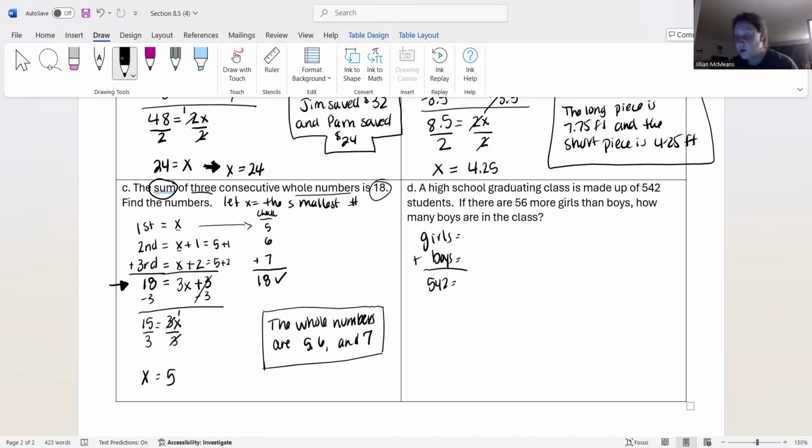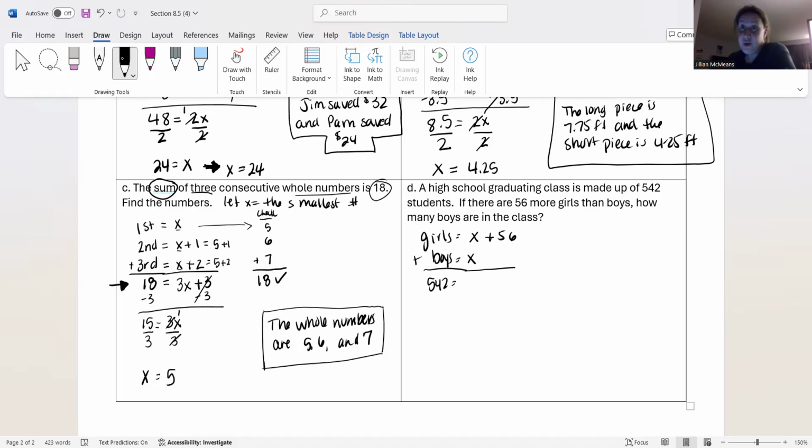Okay, so look for a hint about one of these two components. We're told that there are 56 more girls than boys. So that tells me I know something about the girls, I know less about the boys. So I'm going to let the boys be X of the graduating class. So X of the students are boys. And then we know that there are 56 more girls than boys. So if we take the number of boys and then add 56, we get the number of girls. So it's going to be X plus 56.